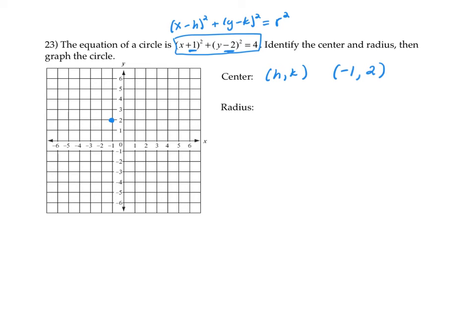On the right-hand side, if you look right here, that's our radius squared. So r squared equals 4. Take the square root, and we end up with r equals 2.